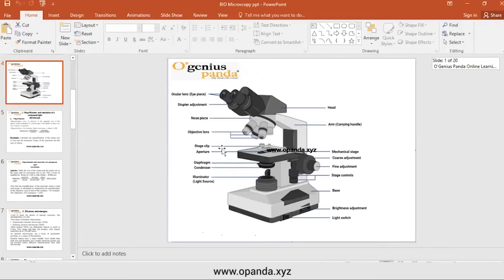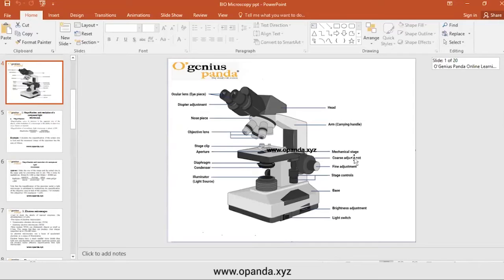Down you see the stage clip and the aperture. Down you see the diaphragm and the illuminator as the source of light when you connect to the power. There you switch it on, and the light comes from the illuminator, and it is that light which facilitates us to look at the object through our ocular lens.